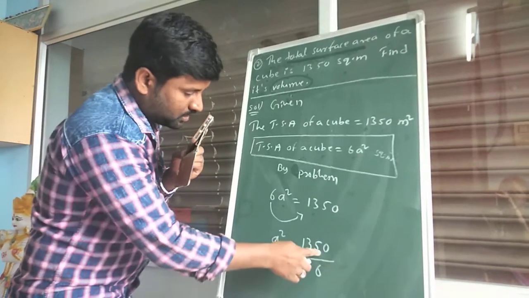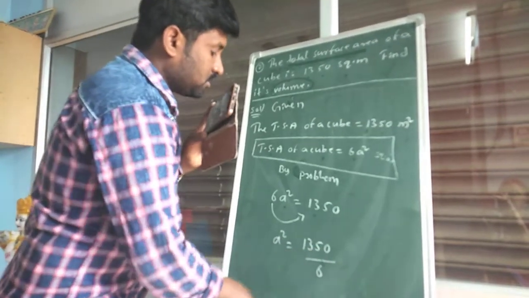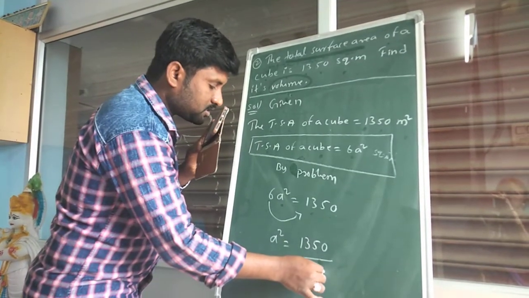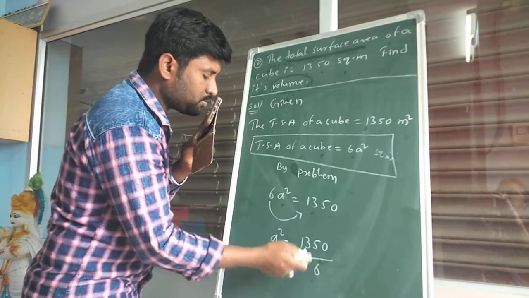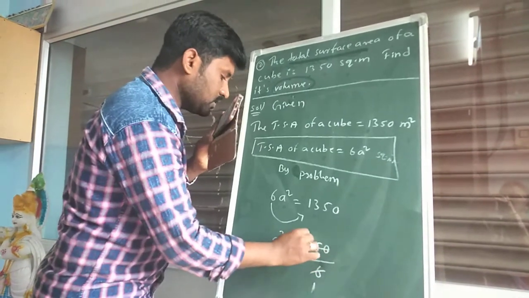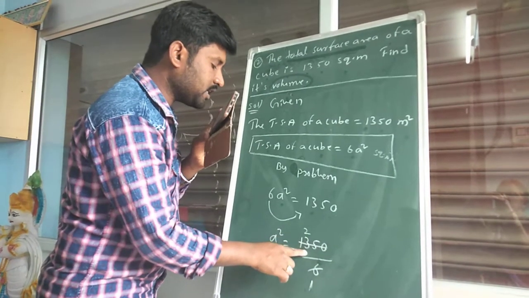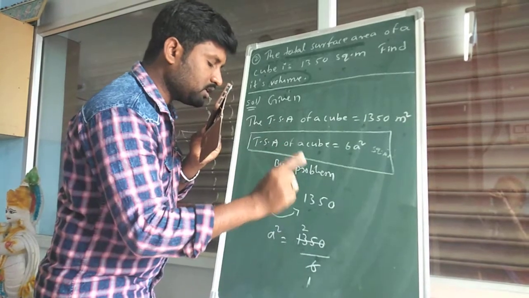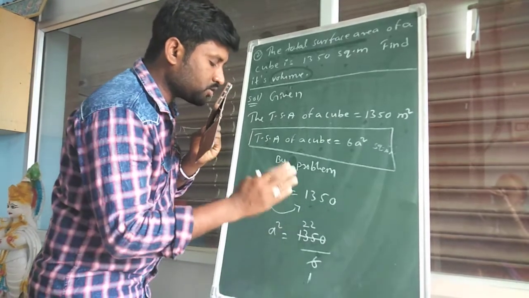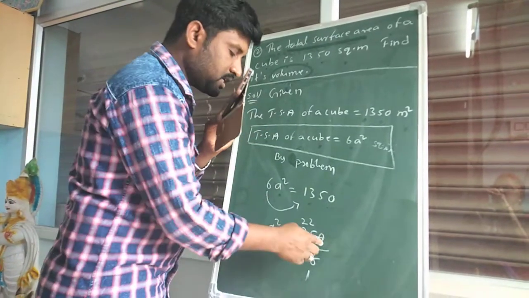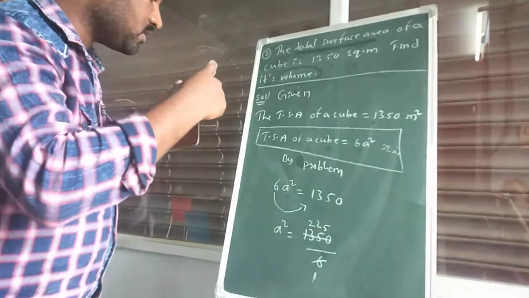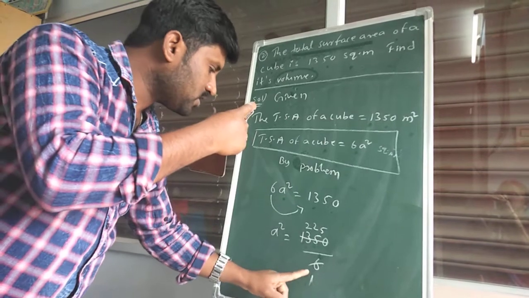I am taking the 6 table here because it should be divisible by both 2 and 3. 6 ones are 6, 6 twos are 12. From 13, subtracting 12 leaves 1. Beside number is 5. Again 6 twos are 12. From 15, subtracting 12 leaves 3. Beside number is 0. That is 6 fives are 30. Have you understood? With the 6, first 6 twos are 12.